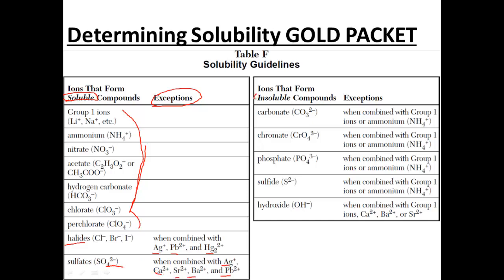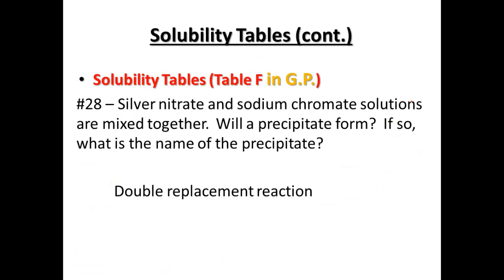On the opposite chart, insoluble, meaning that they don't dissolve. All of these are insoluble except if we have one of these elements along with them. So either group 1 or NH4, and then down at the bottom calcium, barium, strontium, mean that those would be soluble. So let's try this out.